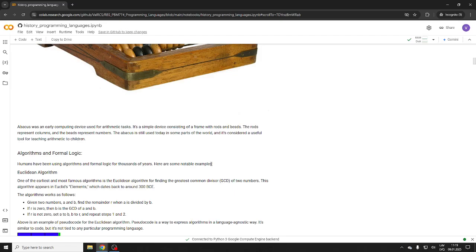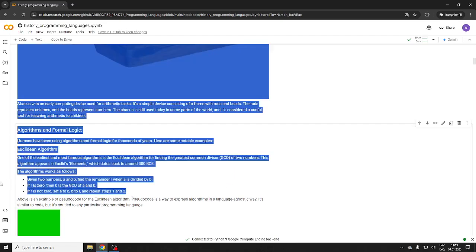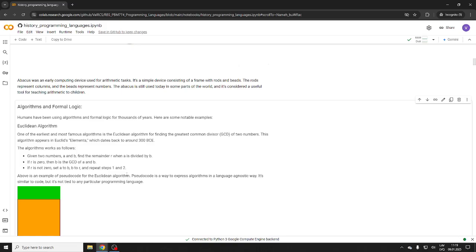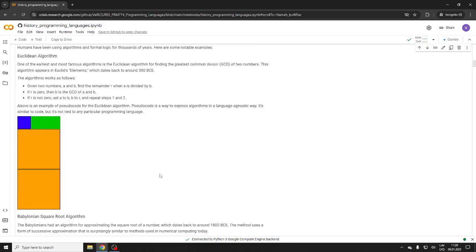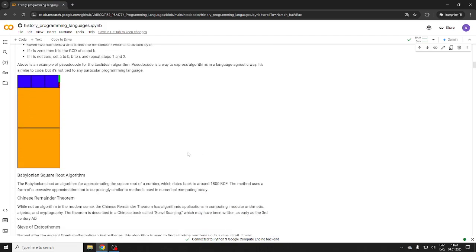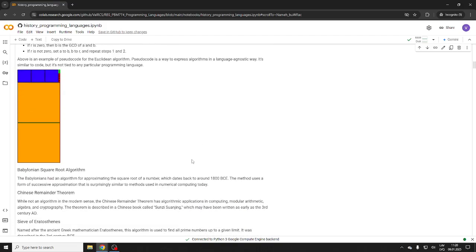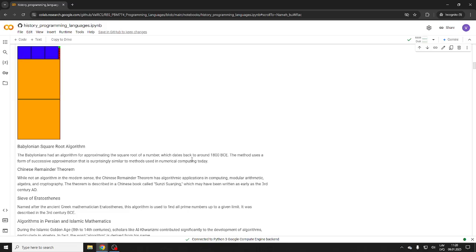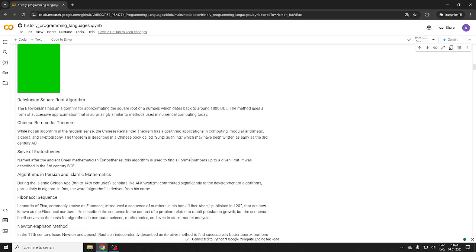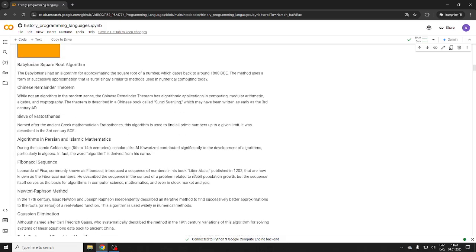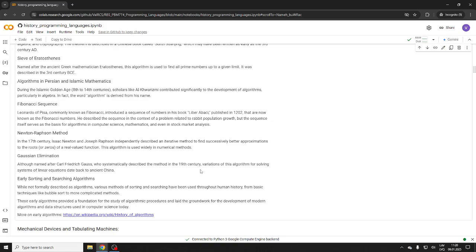Remember it, right? Find the remainder, the modulus, and if it's 0, then B is the GCD. It's a very simple three-line algorithm. Pseudocode, but easy to transfer to Python or anywhere else. We have a couple of other algorithms like the Babylonian square root algorithm, pretty good one. There's the Chinese remainder algorithm. Again, we'll not go into algorithms today, but these are some of the earlier examples, and of course sorting and things like that.